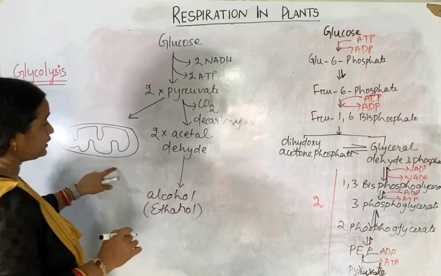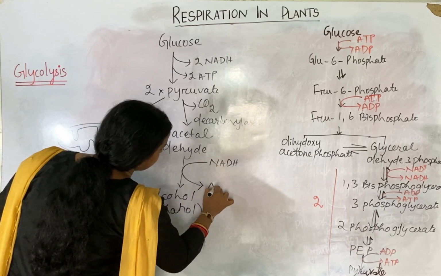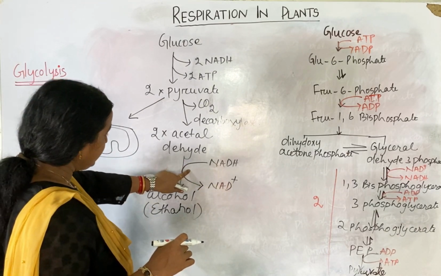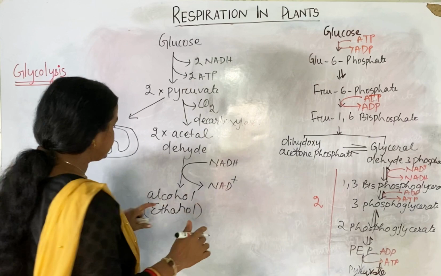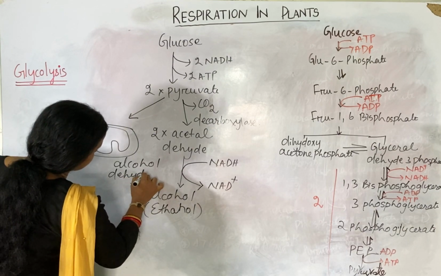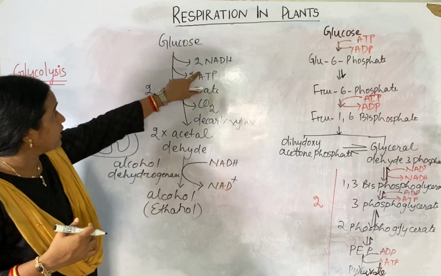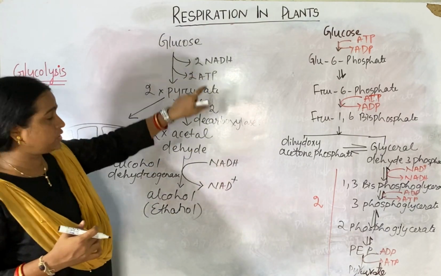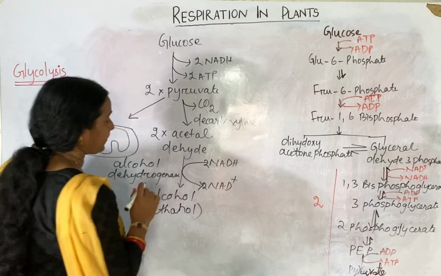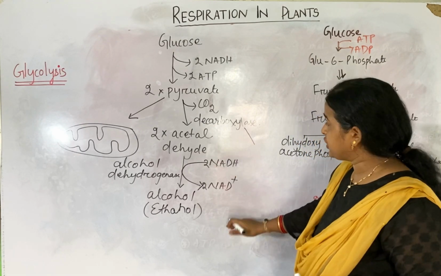And here the NADH is used and NAD plus is produced. This NADH will be oxidized to NAD plus, and the enzyme that is required is called alcohol dehydrogenase. So this is called fermentation. Here the NADH that is produced in the process of glycolysis is being used up. Now it is happening in the yeast cell.